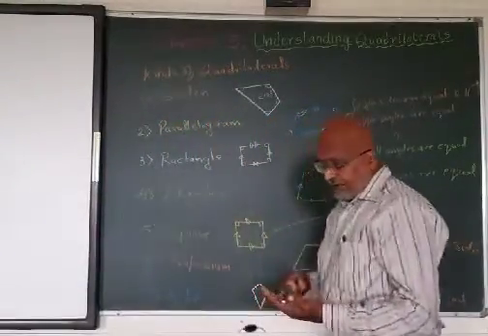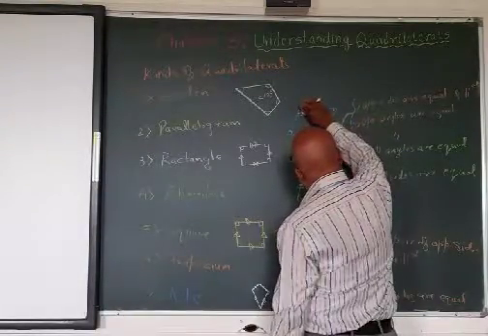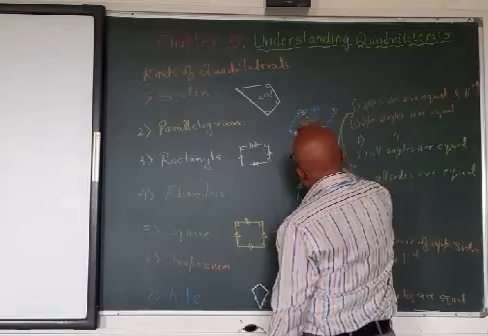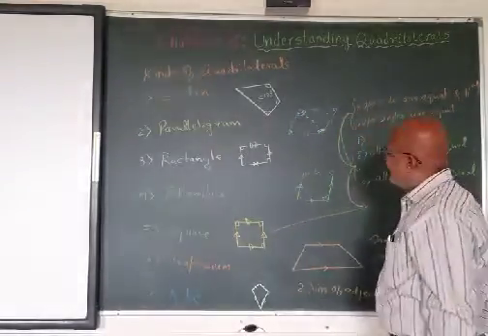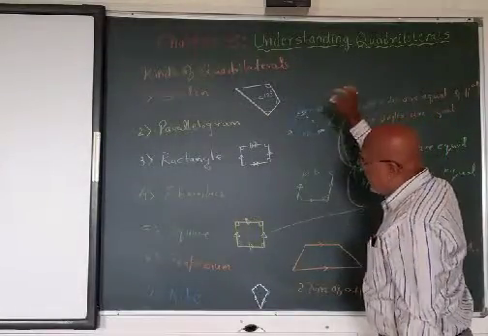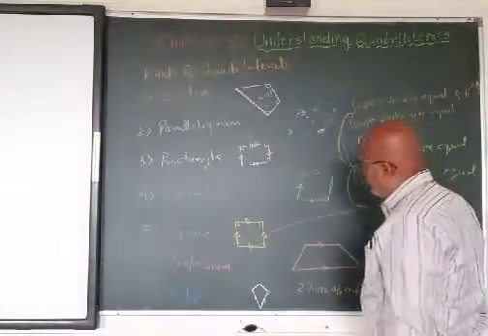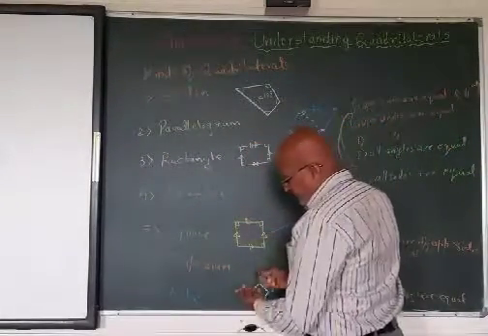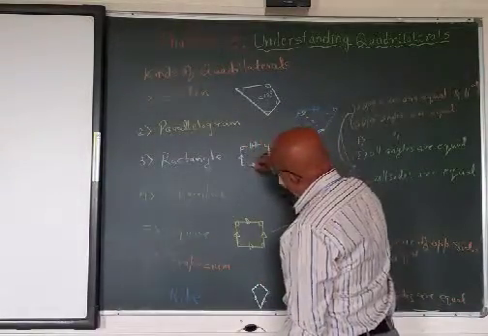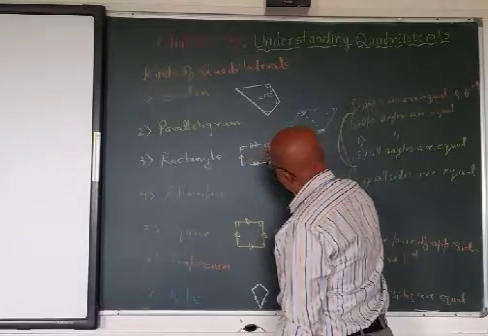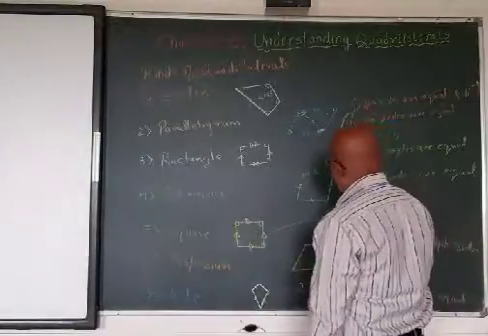Now, what about the diagonals? If I draw the diagonals, one more property will be added. You will see that the diagonals only bisect each other, but this is not a right angle. So diagonals bisect each other, they are unequal but bisect each other. In here, the diagonals are equal and also bisect each other. They are equal and bisect each other but not perpendicularly.